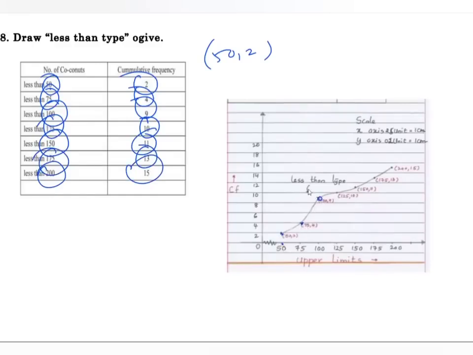You can see here 50, 2. 75, 4. Directly you should write the points. What is the point here? 50, 2. Next point is 75, 4. Next is 100, 9. Next 125, 10. Like this, you just need to write the points and plot them. For less than ogive, on the x-axis we have upper limits. On the y-axis it is cumulative frequency. Directly they'll give it in the exam. What you should do is just plot it.